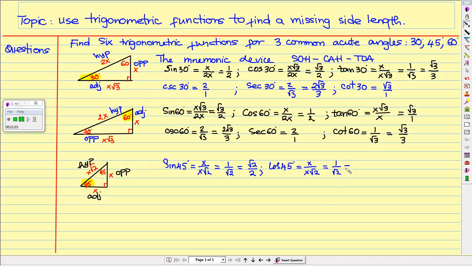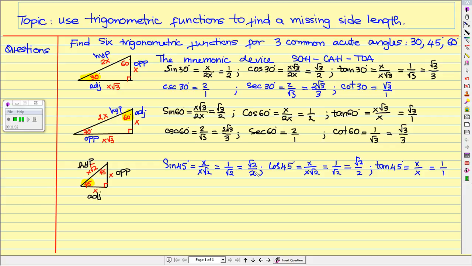Simplify, that gives me 1 over square root of 2. Rationalize the denominator, multiply by square root of 2 to both, so I get 2 in the denominator and square root of 2 in the numerator. And lastly will be tangent. So tangent of 45 degrees will be opposite over adjacent, so this can be x divided by x. Reduce the fraction, it just gives me 1 over 1, or just 1.